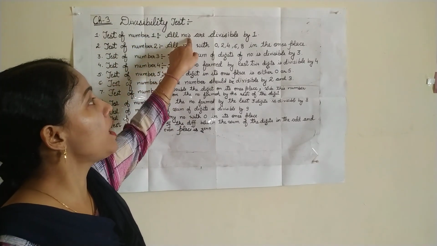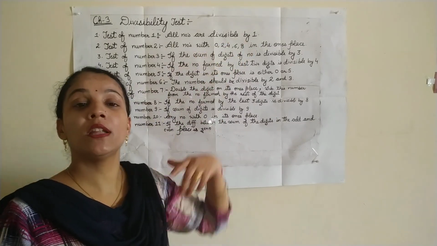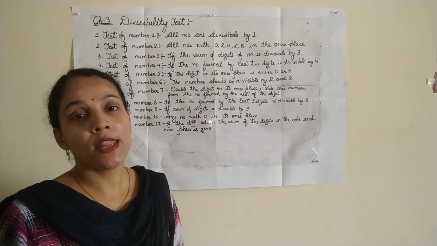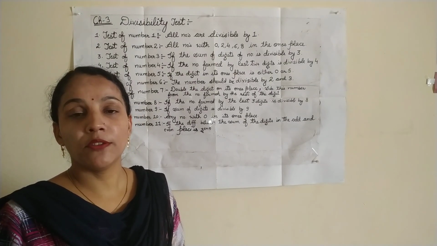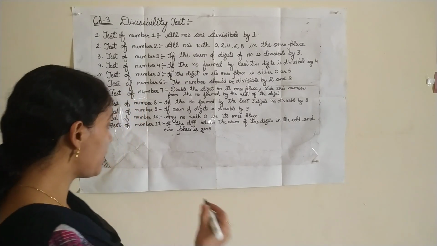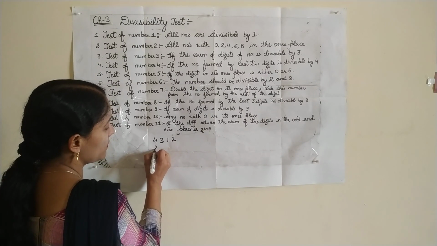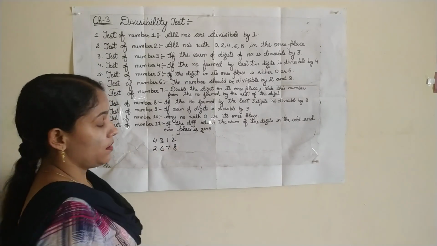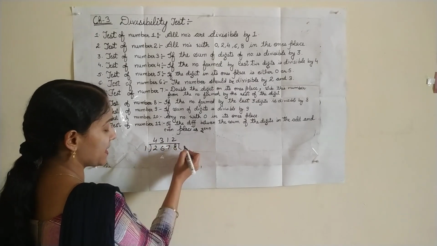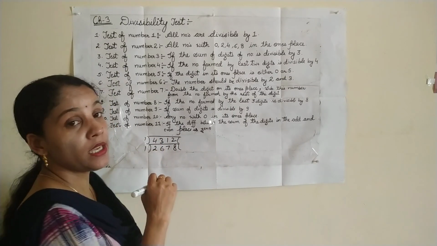What is that? All numbers are divisible by 1. Whatever number you have, it is divisible by 1. How? Because when we divide any number by 1, it always divides. For example, I am taking any number. When we divide both numbers by 1, is it divided? Yes. Both numbers are fully divided by 1.